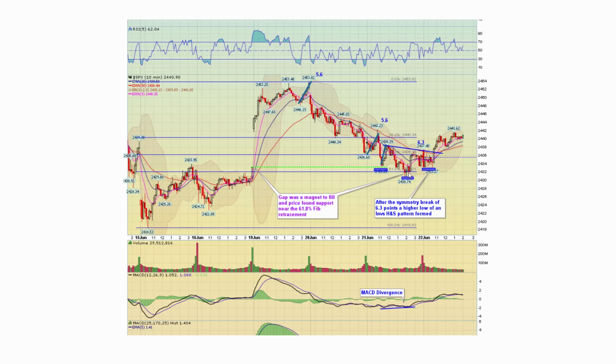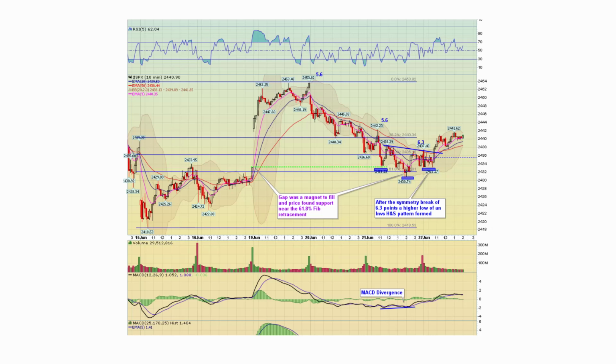This was roughly the same. Then this rally here was larger, $6.30. That was a break in symmetry. That said to look for a higher low, which we got. We also had an inverse head and shoulder pattern, so we basically formed a right shoulder of an inverse head and shoulder pattern. So again, guys, I could go on and on about this, but I hope this gives you a really good example of symmetry.